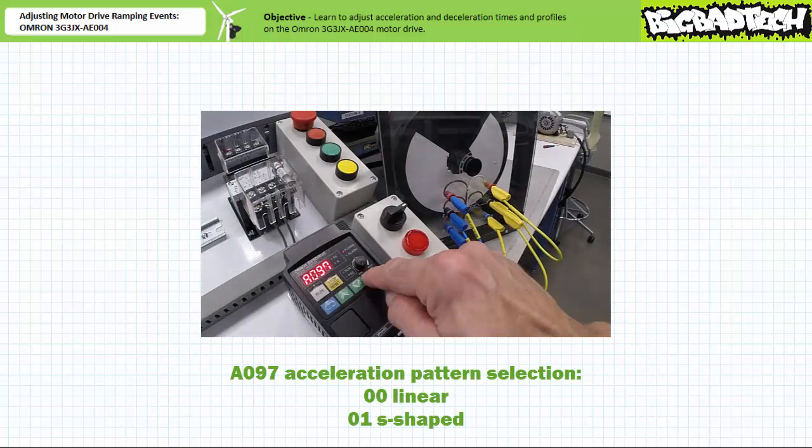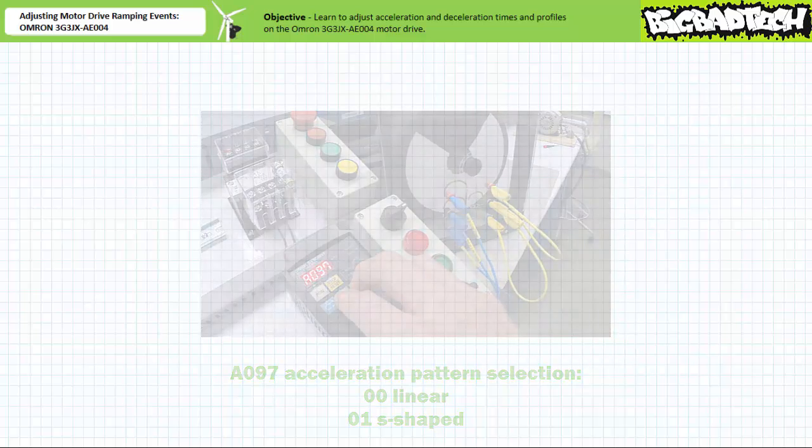Navigate to extended function parameter A097, acceleration pattern selection, and increment it to 01, S-shaped curve. Press enter to save this value.